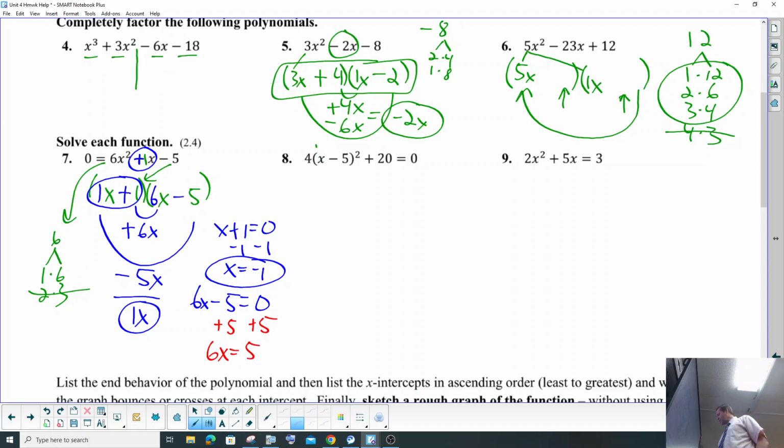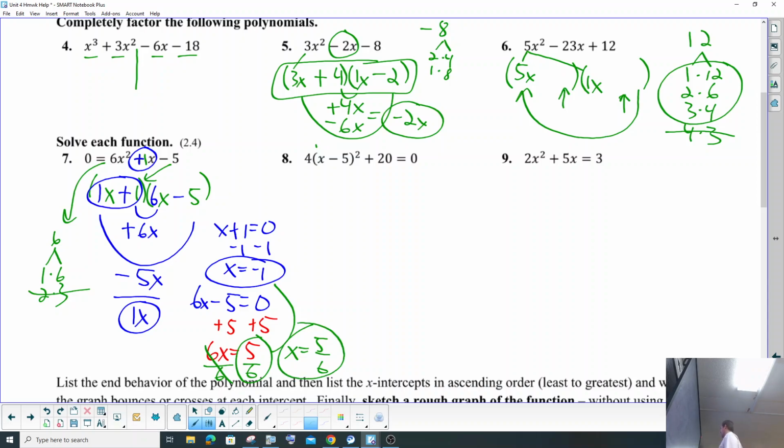And then what do we do? Do you remember? Say it out loud. 3, 2, 1. Did you say it? Yeah, divide by 6. So we divide by 6, we divide by 6, and we get 5/6 as our two answers. We get x equals 5/6, and we get x equals negative 1 as our two answers.